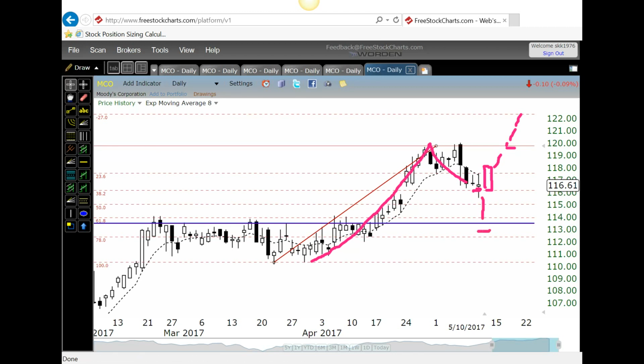If it comes down, it is sure to be supported in this area, because this is a very critical area. Earlier it used to be resistance. Now it will act as support if it does come down here. And in that case, I would again look for some sort of candle formation. It could be a hammer, or it could be a bullish engulfing pattern, like a black candle engulfed by a white candle, or it could be a morning star.